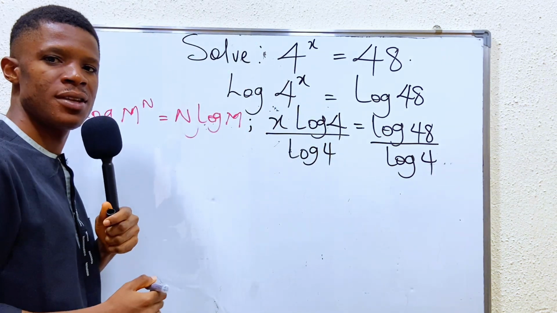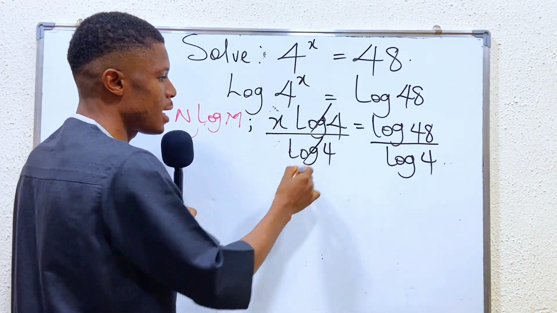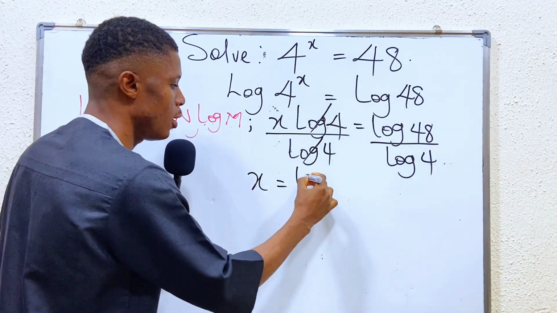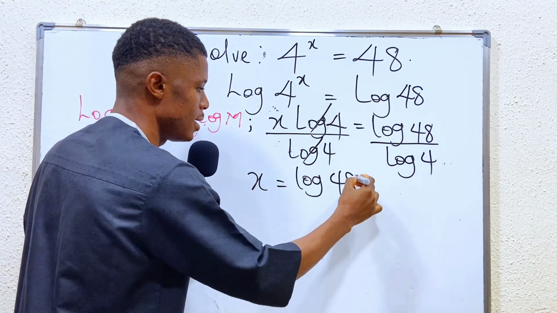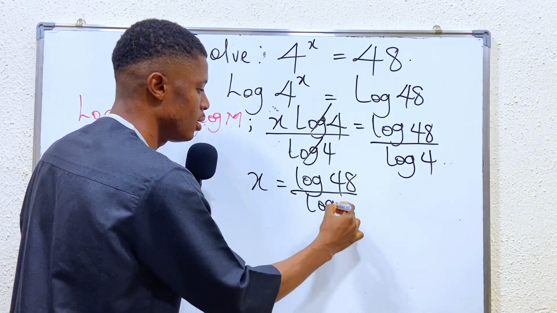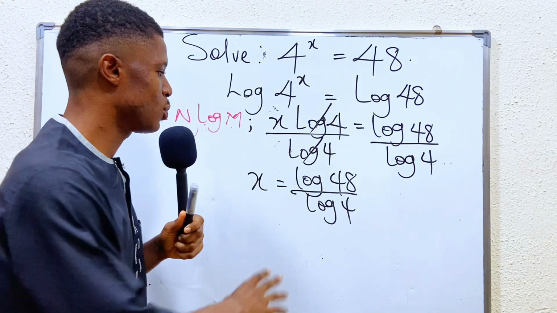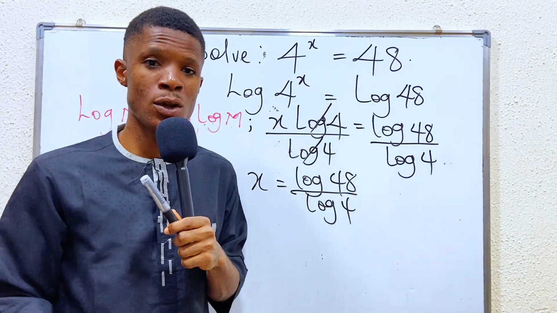We divide this side by log 4 and we divide that side by log 4. What do you observe when you divide by log 4? Log 4 cancels out log 4, right? You have your x equal to log 48 over log 4. On getting this now, we need to reduce it to its lowest term.